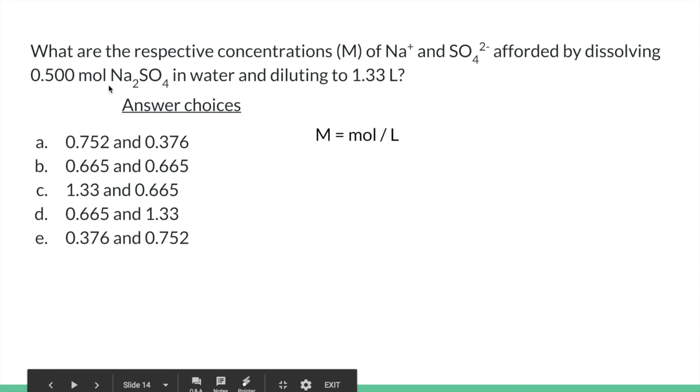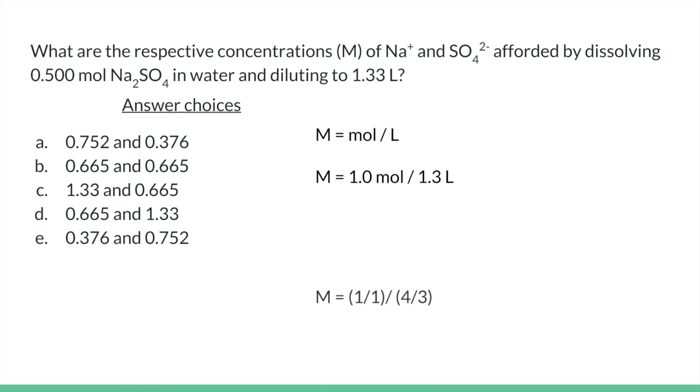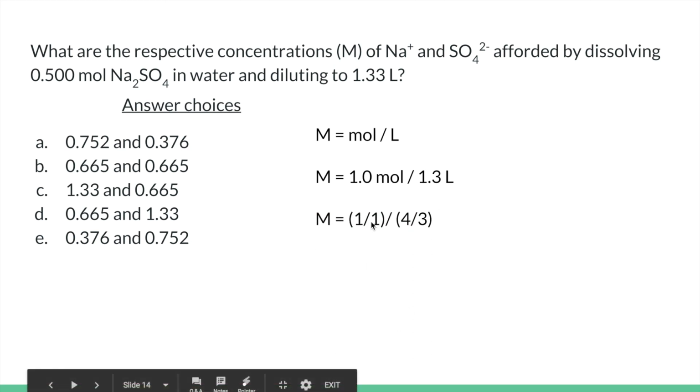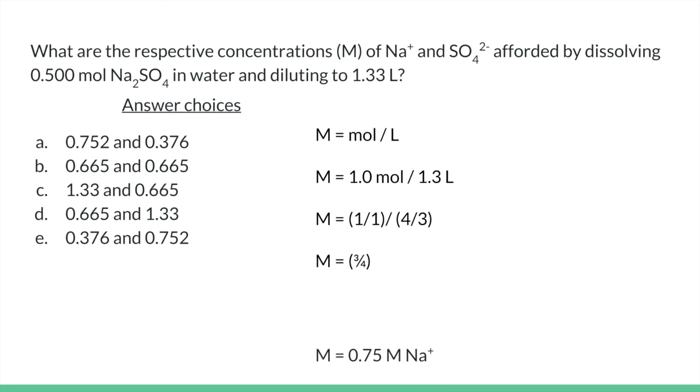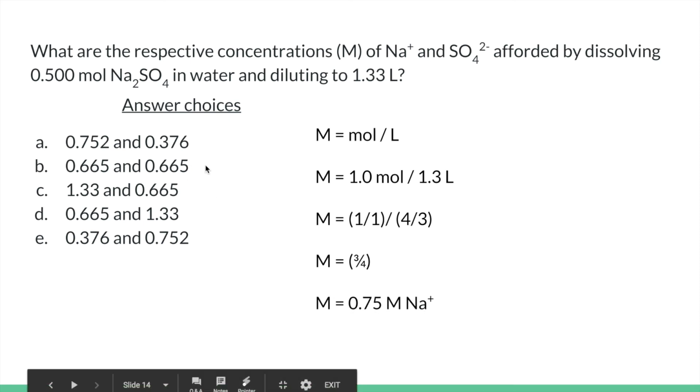So the moles of sodium, if we are given 0.5 moles of sodium sulfate, for every 1 mole of that, there's 2 moles of sodium. So we're going to have 1 total mole of sodium, because double of 0.5, over the volume we are given, which is 1.3 or 1.33. 1.3 is the same thing as 4/3. Do a same change flip and get that the concentration is equal to 3/4 or 0.75.